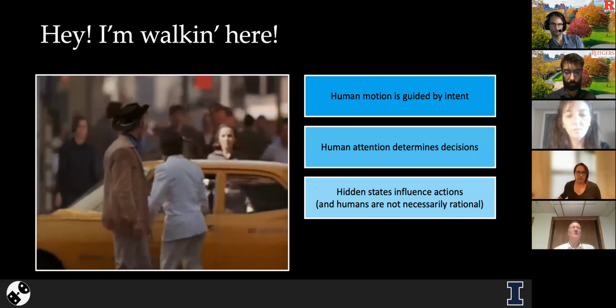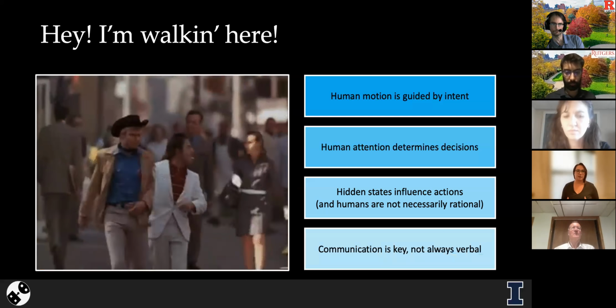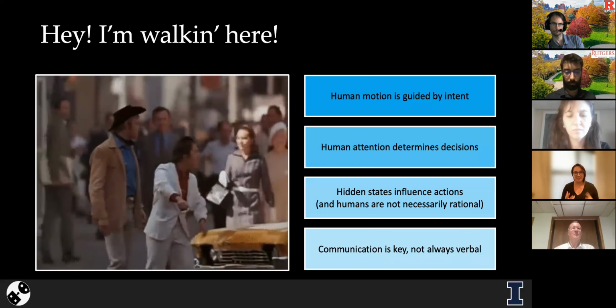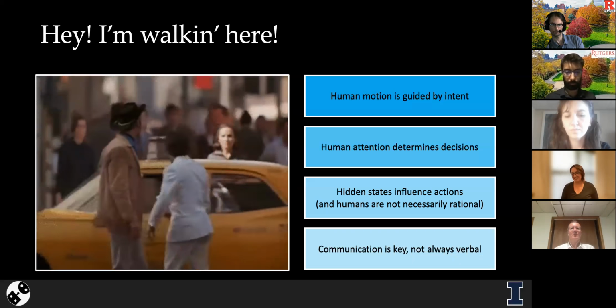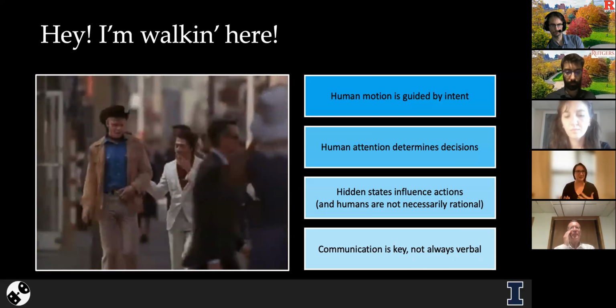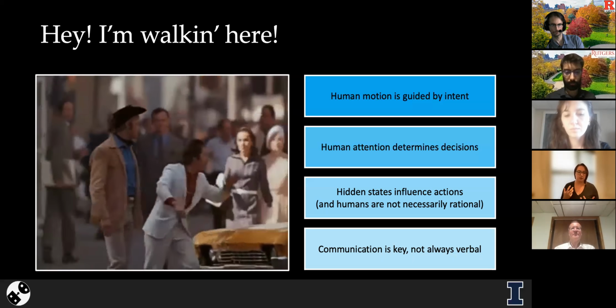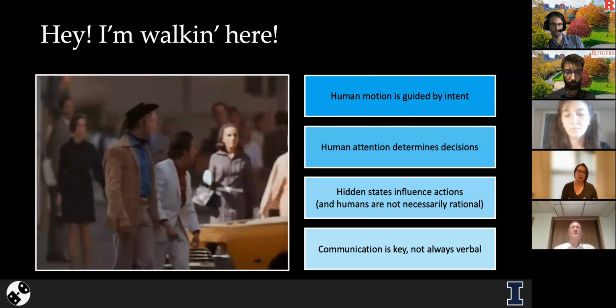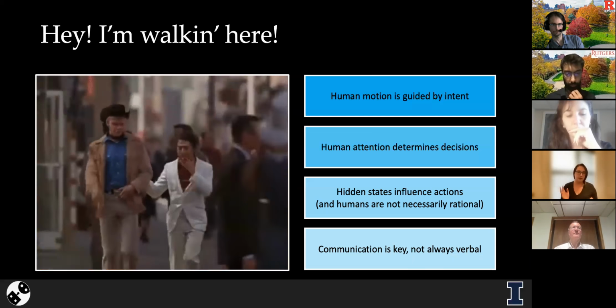The final thing I'd like to point out is that communication is very key. In this example here, we see some very explicit communication, both verbal communication as well as some physical motion. But when we really think about transportation and some of the communication that goes on there between agents, basically none of it is verbal.